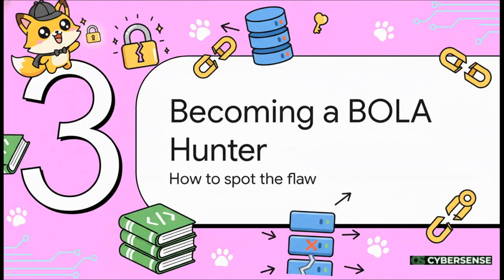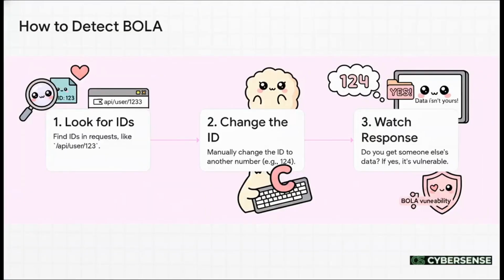So now let's switch gears. How can you, even as a beginner, start to think like a security researcher and actually spot this vulnerability out in the wild? It's a lot more straightforward than you might think. It really just boils down to 3 simple steps. First, when you're using an app or a website, just keep an eye out for any obvious IDs in the web address or the traffic.